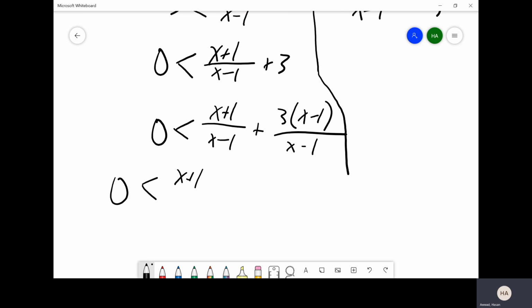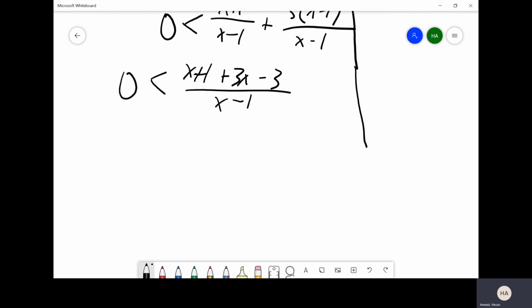I'm going to distribute the 3 in the same step here. So distributing the 3, we get 3x and negative 3, right? So plus 3x minus 3 all over x minus 1. And moving down with simplifying, we have 0 is less than 3x plus x gives us 4x. And we have a 1 minus 3, so we get minus 2, all over x minus 1.